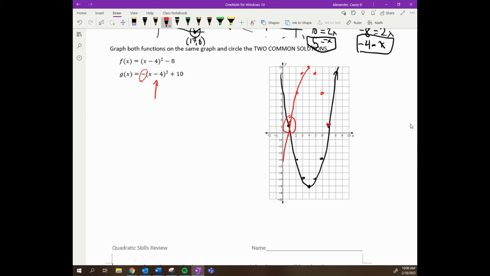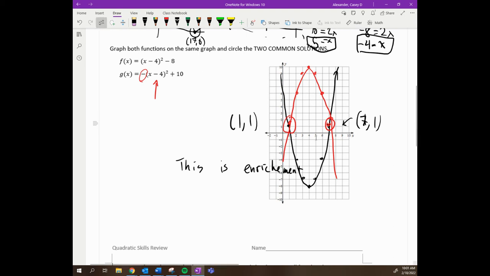And the two common solutions that I asked you to find are the two places that those parabolas intersect each other. And so we can see that we have one common solution at 1, 1, and the other one at 7, 1. Those are the common solutions. And I want you to know that this is enrichment. This is not going to be on a test or anything like that. I just wanted to show you a situation where there's two parabolas that intersect.